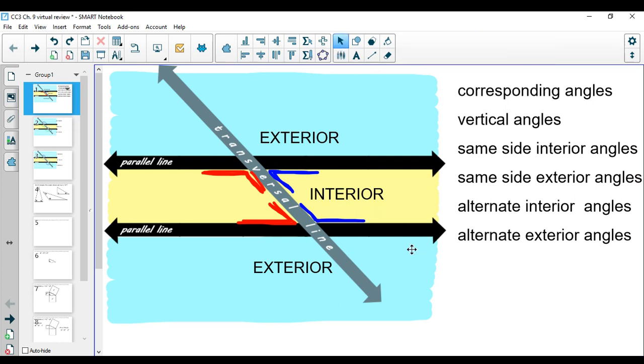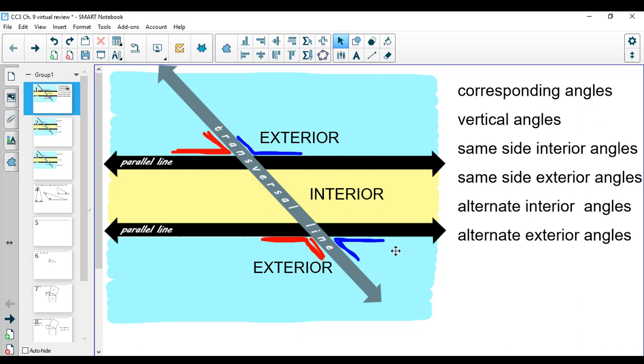The same thing applies when we're talking about same side exterior angles. Here's an exterior angle. Here's the other exterior angle. They're on the same side of the transversal, but they're both in the exterior section of our parallel lines. Our blue one, we have exterior on the right side, exterior on the right side. Those are same side exterior angles.